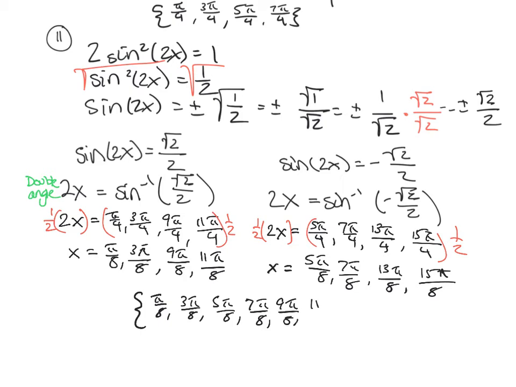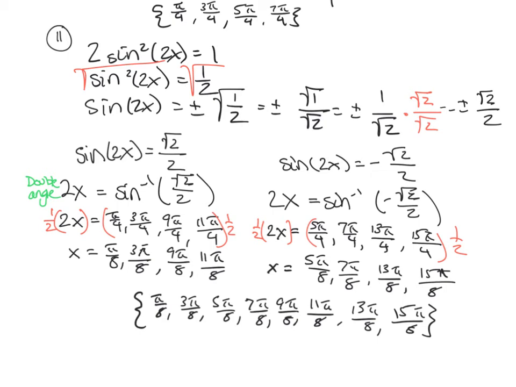pi over 8. Ooh, 8 is just becoming a really weird word now. 11 pi over 8. Ooh, I don't know why I did that, because we're not done. 13 pi over 8, and 15 pi over 8. So these are all of our official answers, and you will notice that our final answers in the solution set are in fact still between 0 and 2 pi.